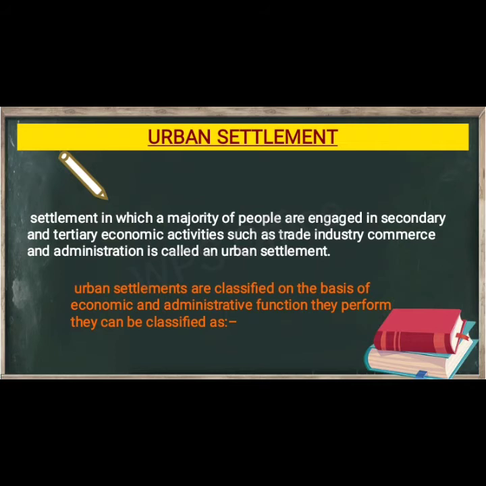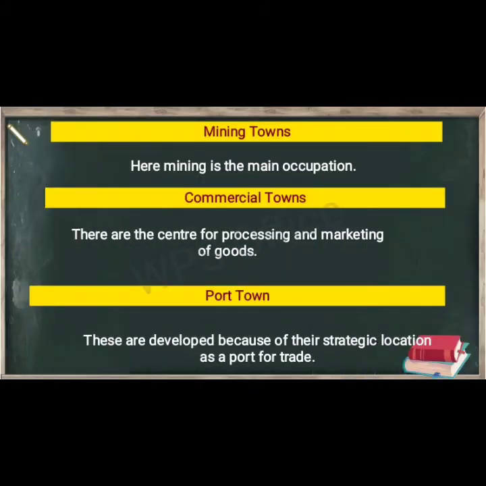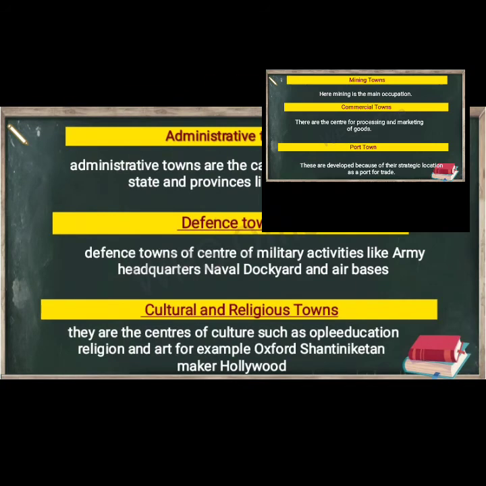It is a settlement in which a majority of people are engaged in secondary and tertiary economic activities such as trade, industry, commerce, and administration. It is known as urban settlement. Urban settlements can be classified on the basis of the economic and administrative functions they perform. They can be classified as follows. The first is mining town. Here, mining is the main occupation. Next, commercial town. These are centers for processing and marketing of goods. Next, port town. They are developed because of their strategic location as a port for trade.